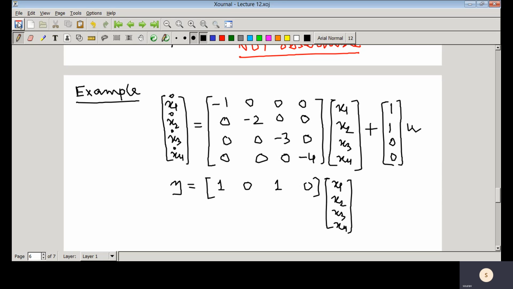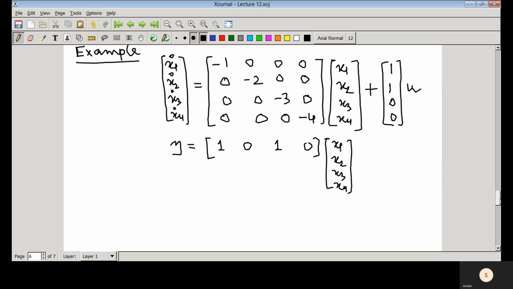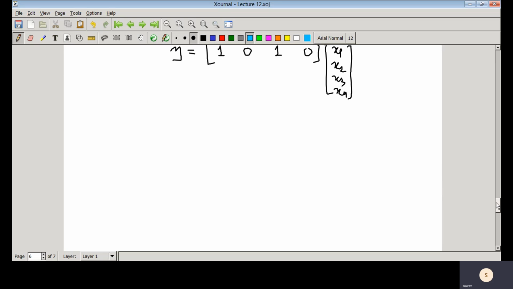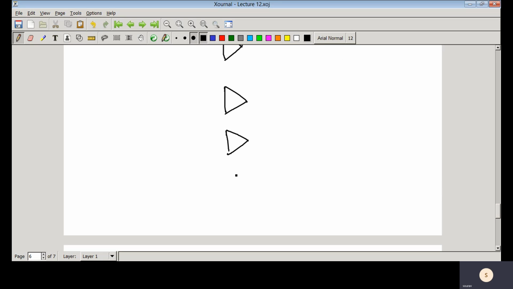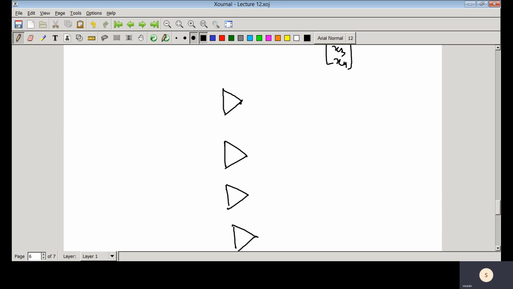So now first we will understand controllability and observability from the state diagram. If we consider the state equations, there are 4 state equations, so we need 4 integrators: 1, 2, 3 and 4. So we need 4 integrators here.